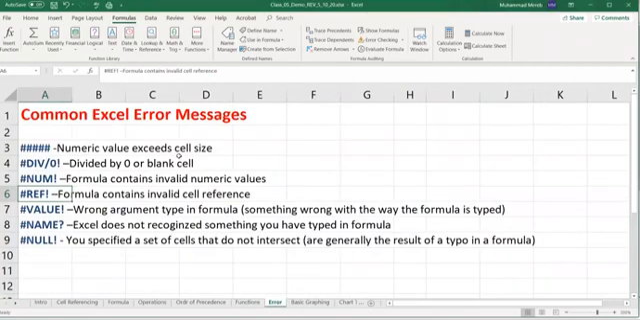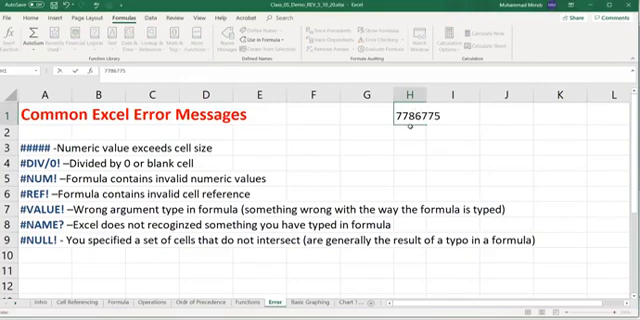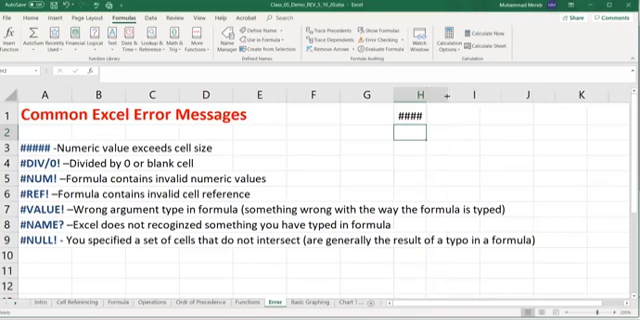Okay, the next topic, again, when we do the formulas, we may get different errors. These are the common errors that you will see in Excel. The first one, you can see these symbols when the cell is small. Let's say if we put a large number, and there's no space for it, then it will change into that error message. Then maybe you can just make the column wider.